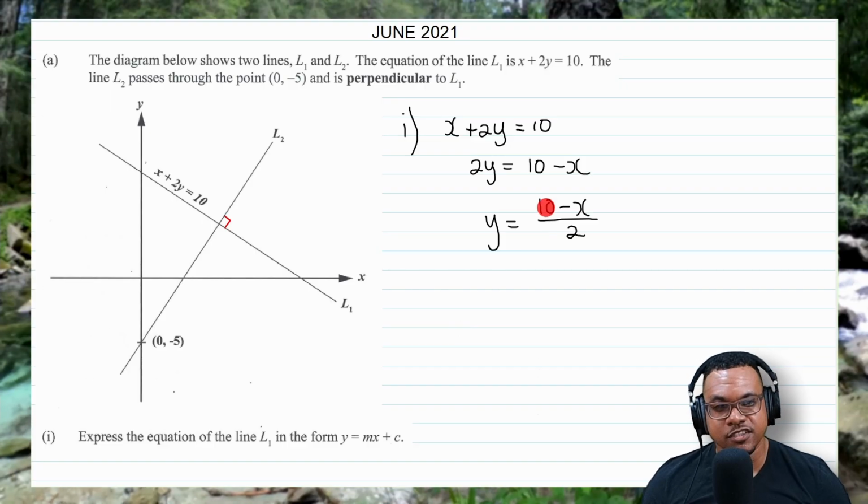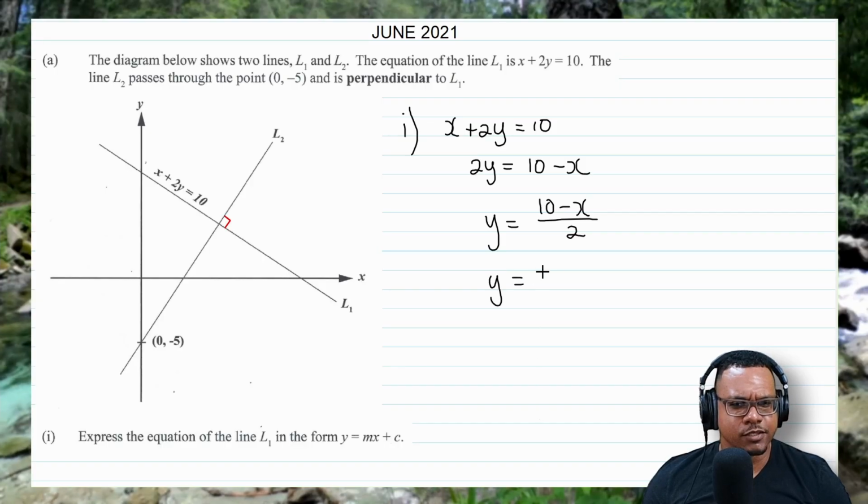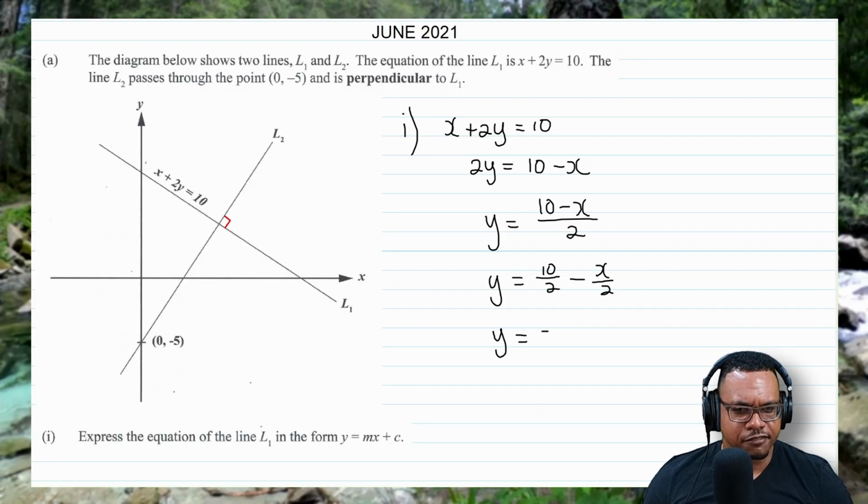Now what we'll do is write these 2 terms in our numerator over our common denominator. So I'll have y is equal to 10 over 2, take away x over 2. And of course, 10 over 2 is equal to 5. So we'll have y is equal to 5, take away, and what I could do for this x over 2 is write this as a half x.